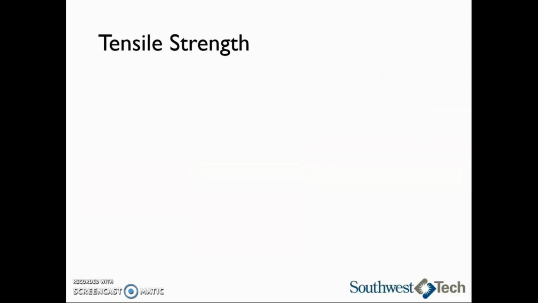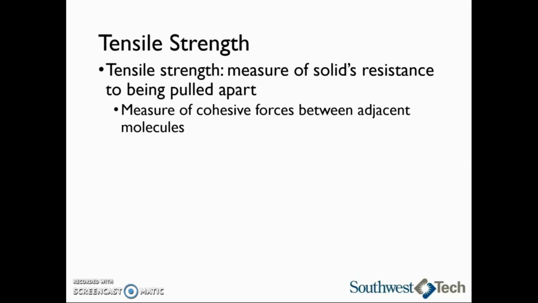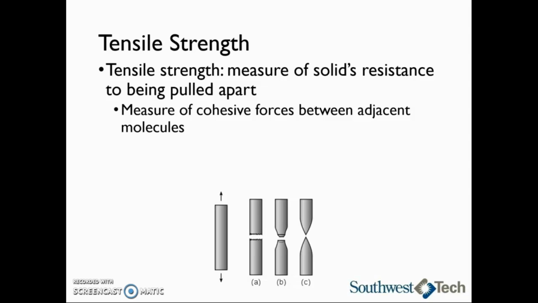The third property of solids is tensile strength. Tensile strength is a measure of the solid's resistance to being pulled apart. This means it is really a measure of the cohesive forces between adjacent molecules. The tensile strength of a rod or wire is found by putting it into a machine that pulls the rod or wire until it breaks.